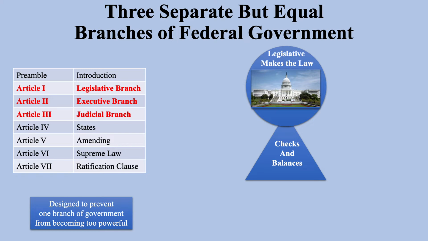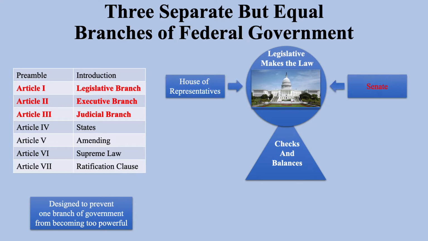The first branch of the federal government is the legislative branch, which is empowered to make the law of the land through a House of Representatives and a Senate. In order to make law, both the House and the Senate must pass identical versions of legislation, which then goes to the executive branch for signature or veto.